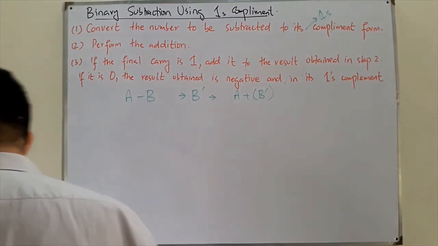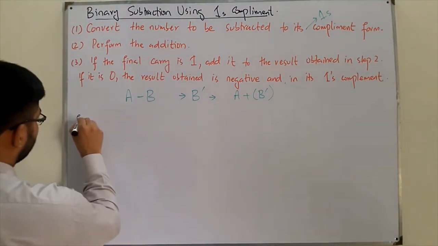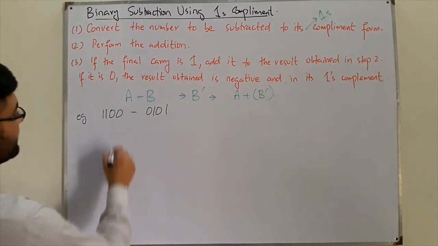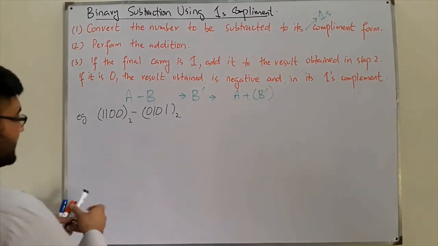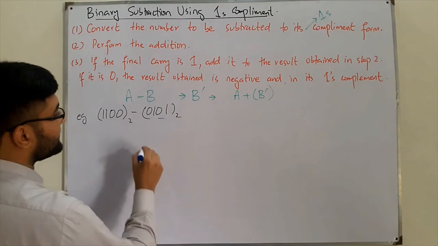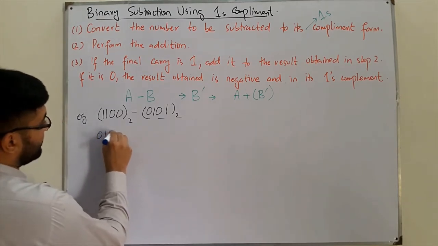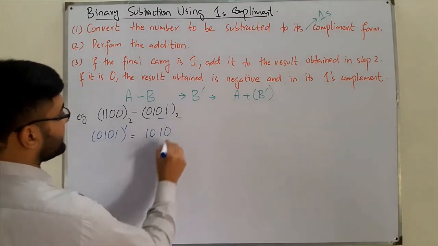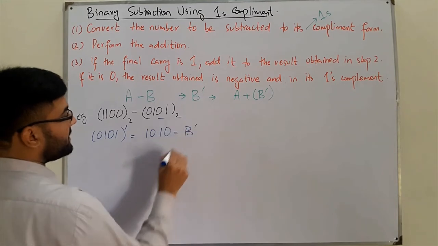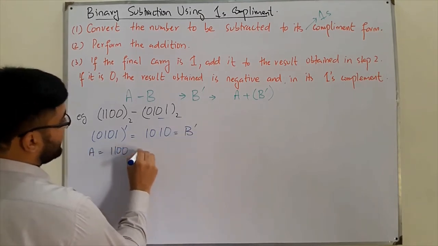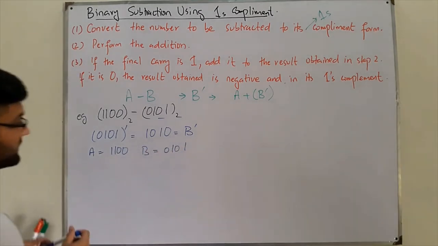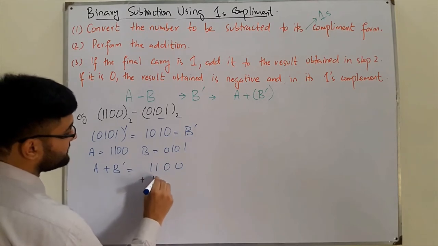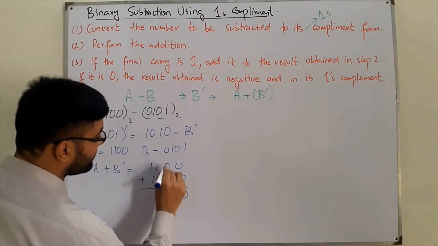We see this through an example, right? Let's say the first example is 1100 minus 0101. So these are in binary, base 2. Now we have to subtract this B, so we have to take the complement. The complement of 0101, as we've seen previously, would be equal to 1010. This is B's complement. Let's say A is 1100 and B is 0101. So now we have A plus the complement of B, which is 1100 plus 1010.